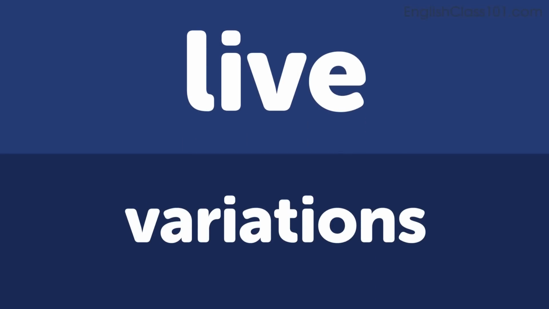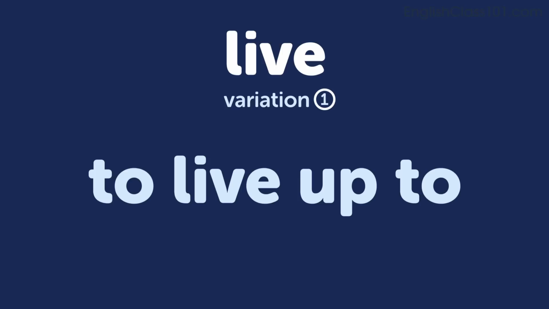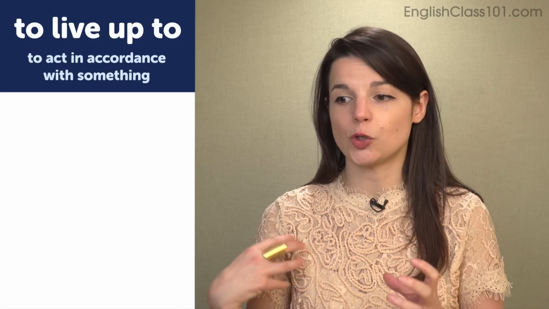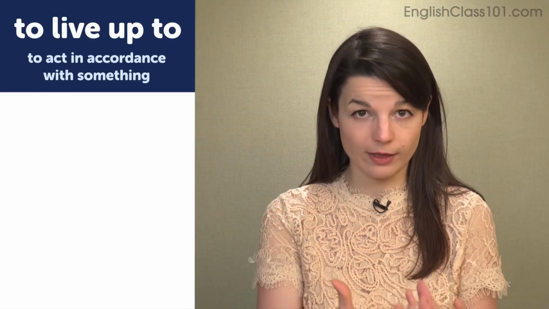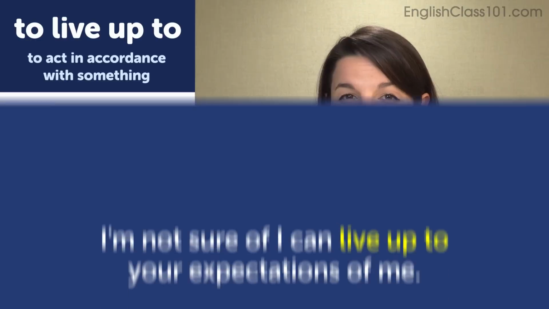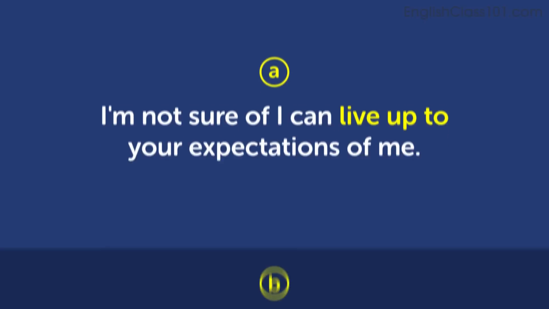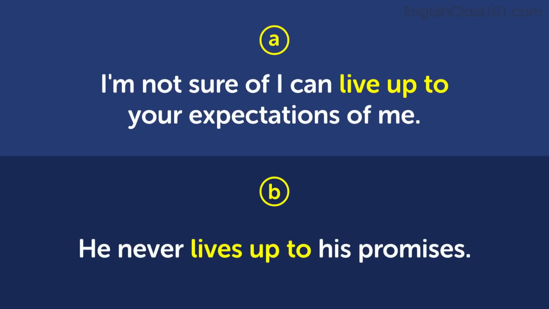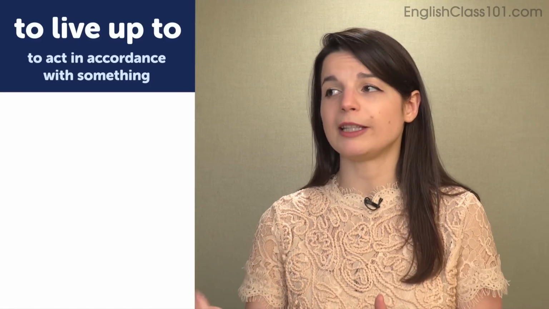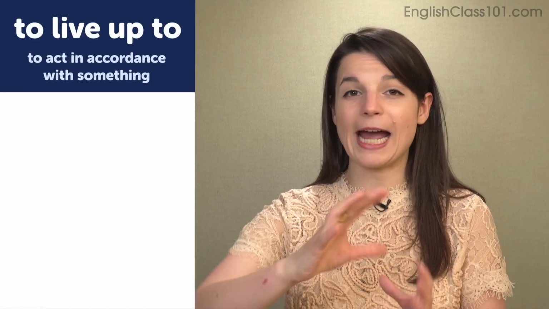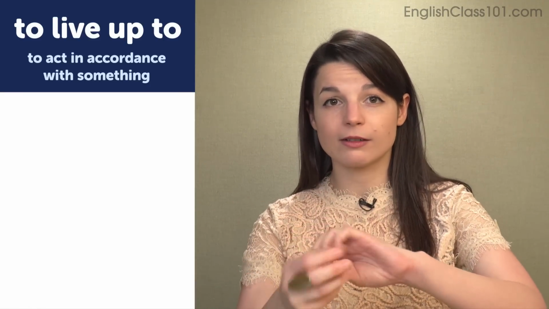The first variation of this verb is the expression to live up to. So this means to behave in accordance with something. Let's look at some examples. I'm not sure if I can live up to your expectations of me. He never lives up to his promises. So to live up to something is like to act in accordance with something else.